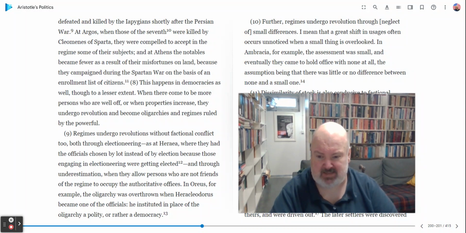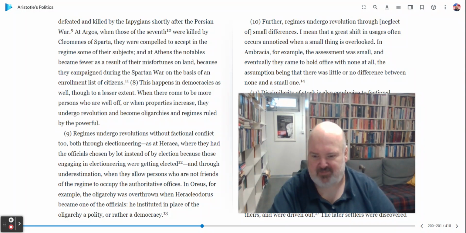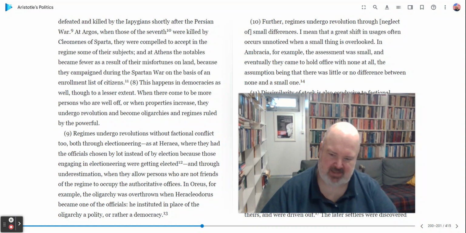That's the first one, and the second one is about underestimation, that someone was put in there because they were underestimated. They were not a friend of the regime, right? In Oreus, for example, the monarchy was overthrown when Heracleodorus, one of these wonderful Greek names, Heracleodorus, becomes one of the officials, right? One of the people in the ruling authoritative offices, the Council, something very important to that, right? He instituted in place of the oligarchy a regime, he says polity regime, or rather a democracy.